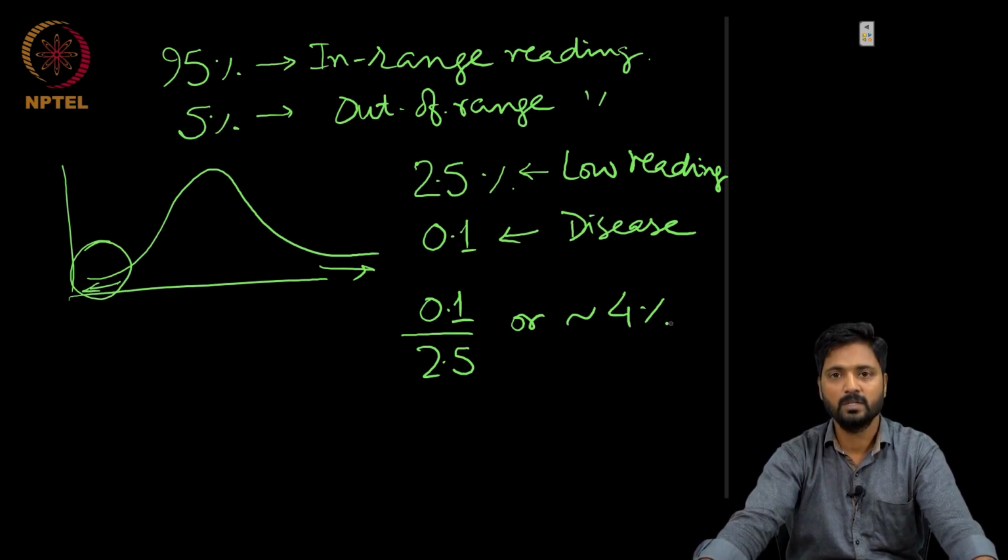So only in 4% of the patients who give low reading of this analyte can there be actual disease. So I hope you understood how we apply statistics to understand how blood tests are performed and how predictions are made through these tests.